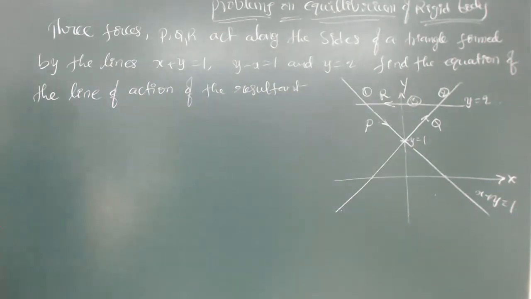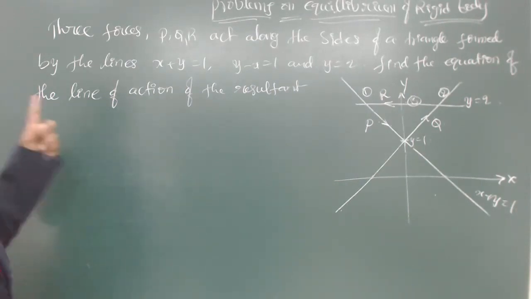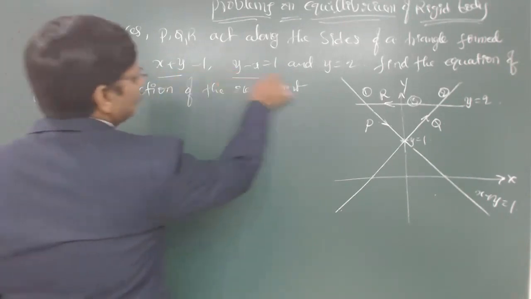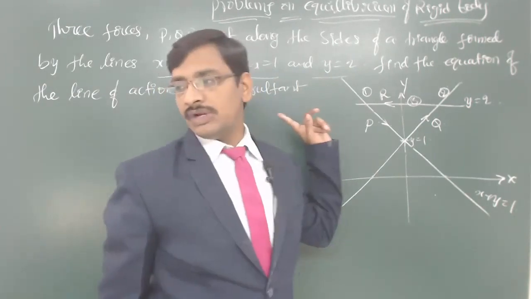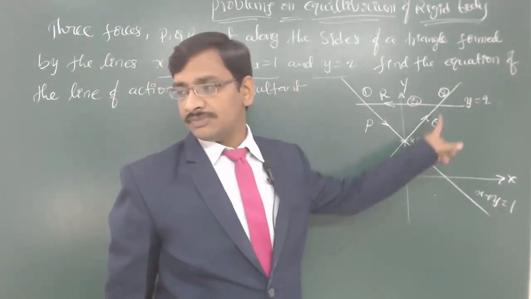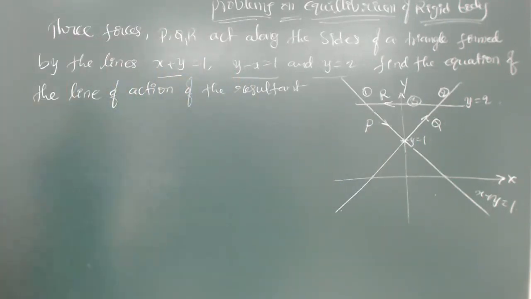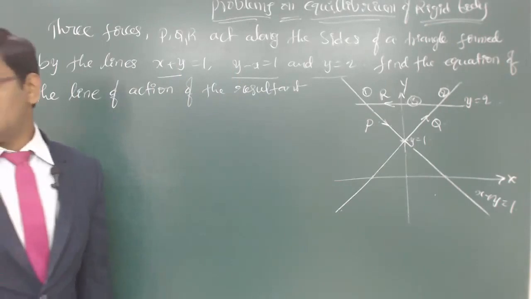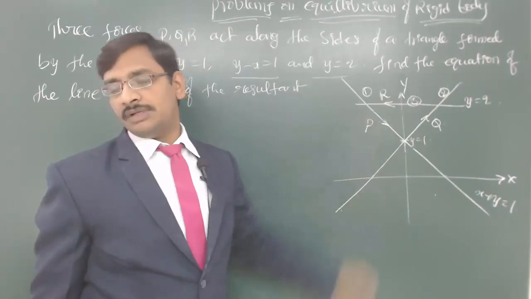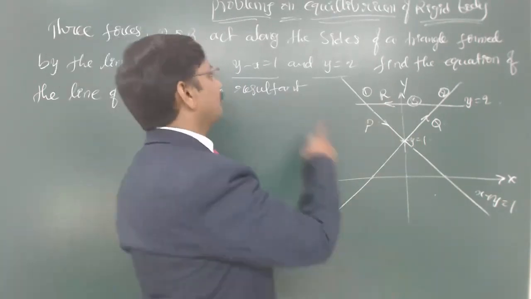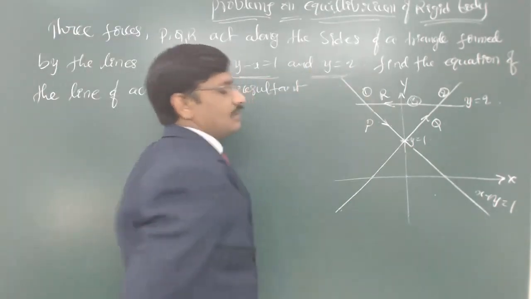How can we choose the direction? In the problem statement, three forces P, Q, R act along the sides of a triangle formed by the lines. Now he has given three different lines. Unless otherwise specified, you can take it sequentially, forming the triangle. Got it? Understood? For this one and this one there is no confusion, but for this one you might get confused. Unless otherwise specified, you take it sequentially so that you won't get any confusion.